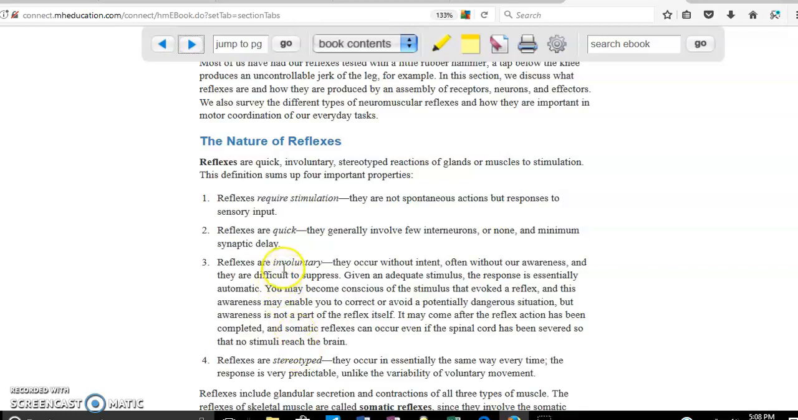Reflexes are involuntary because the brain doesn't work on it, right? You don't think about it when you are going to get a reflex. For example, you don't put your hand on the red stove and say, I think I'm burning my hand. You just withdraw your hand without thinking about it. Reflexes are quick. Obviously, it doesn't take a long time to withdraw your hand from the red stove, and they require stimulation, because if you don't have any stimulation, for example, if you don't put your hand on the red stove, then you will never get a reflex.